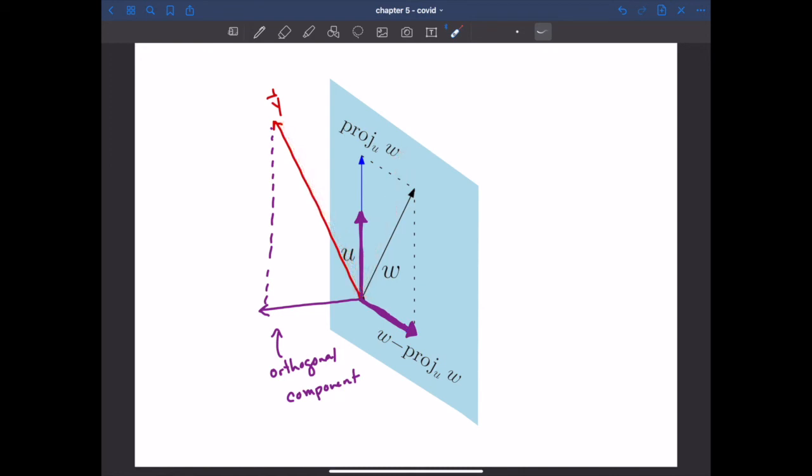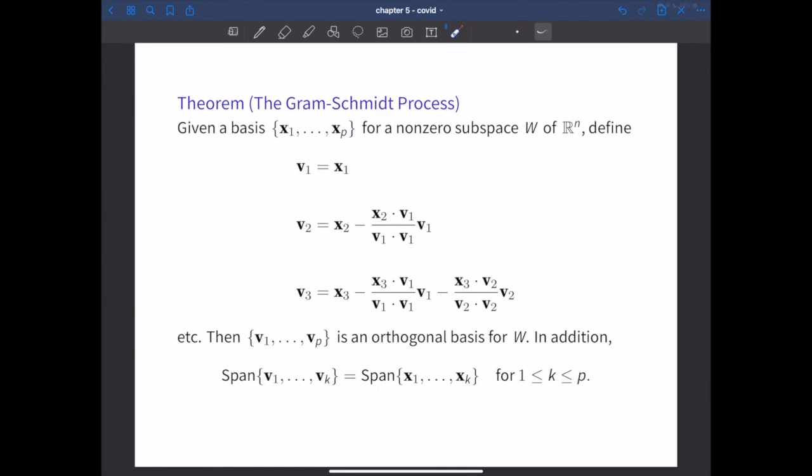So we kind of repeat this procedure again and again. We start off with the first vector, we leave it the same. The second vector, we subtract off of it the projection onto the first vector, and that makes it orthogonal to the first vector. Then we take our third vector, we subtract off of it the projection onto the space spanned by the first two vectors, and that makes it orthogonal to the first two vectors, and we rinse and repeat. So this is called the Gram-Schmidt procedure, and here's the formula for doing it.